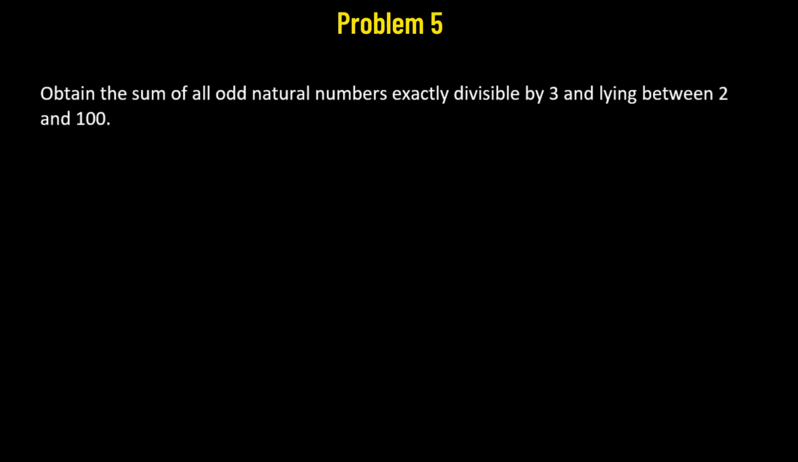Now in this problem, we have to obtain the sum of all odd natural numbers lying between 2 and 100, and also it has to follow the criterion that each of these odd numbers must be divisible by the number 3. So let's begin. First, we will try to find the numbers that lie between 2 and 100. The first odd number greater than 2 is 3. Now 3 is divisible by the number 3, so we are fine with it.